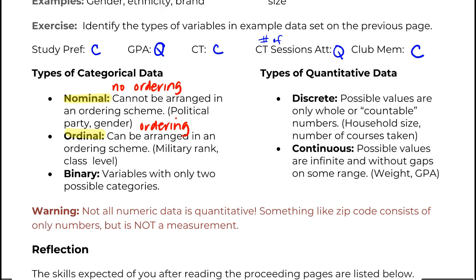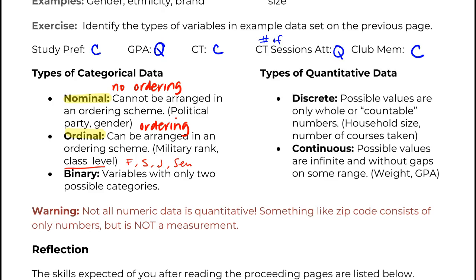But if we talk about class level, we know that freshman, then sophomore, then junior, then senior makes the most sense, right? We want our analysis to pay attention to that because we don't want it to think the freshmen and the seniors are the most similar when it does some sort of grouping, because we know that they should be the most dissimilar based on this ordering scheme that's intrinsic.